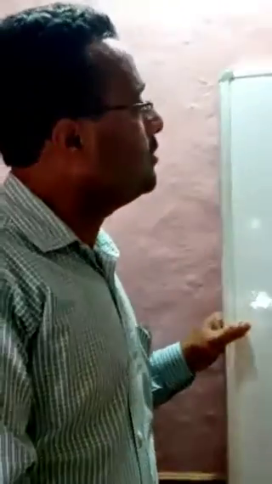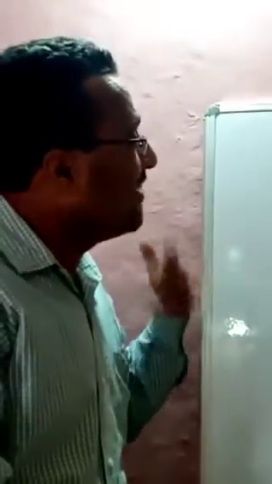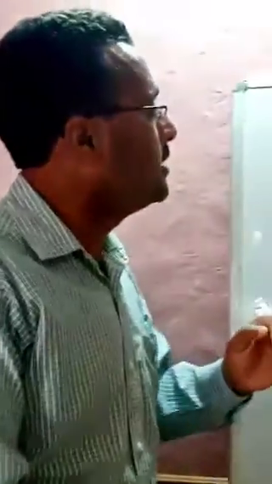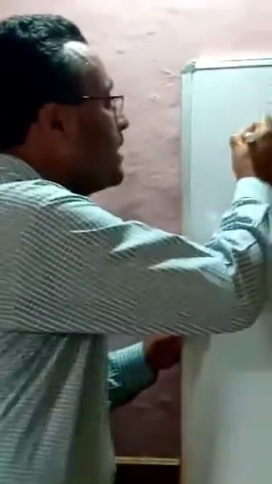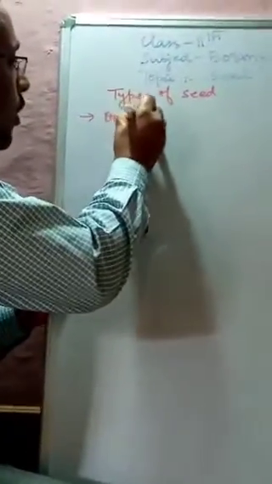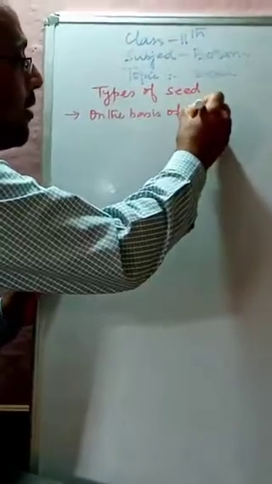In continuation to the last topic, that is the seed. In the last topic, we have given the introductory part of the seed, and today we are going to discuss the types of the seeds. Types of the seed. Now, जो हम classification seed की कर लेंगे, it will be on the basis of number of cotyledons.